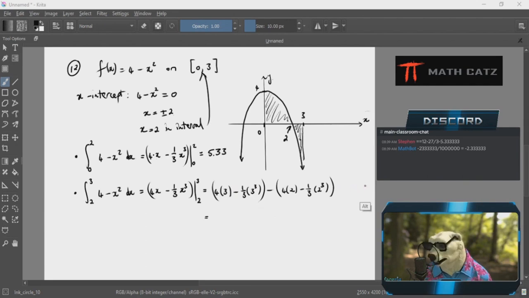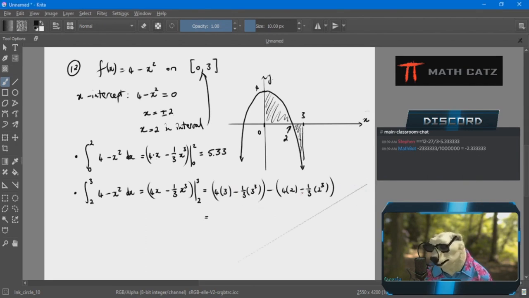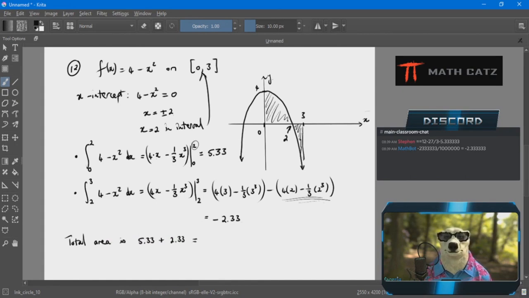Now I already know what this second bracket is, because when I plug in a 2, it's the same as the second bracket. So my answer is negative 2.33. And you see, as we suspected, some of this total area that I'm looking for is negative. So then I can say, let's ignore those negatives. The total area is 5.33 plus 2.33 for a total of 7.6.